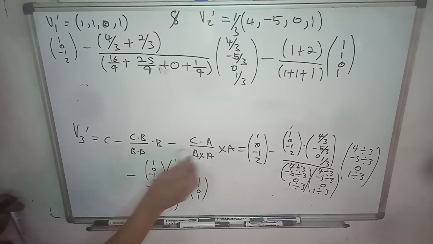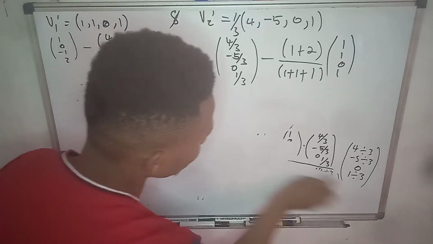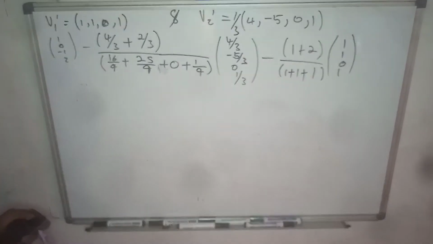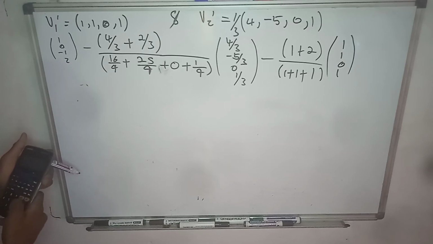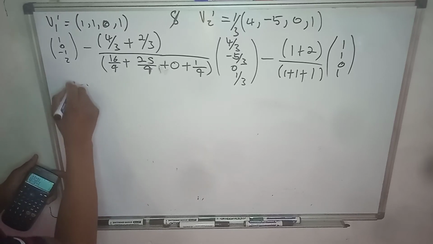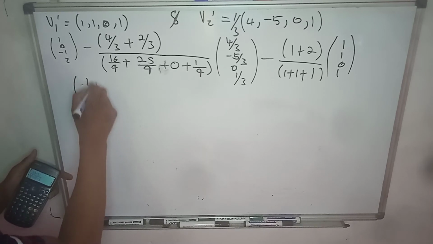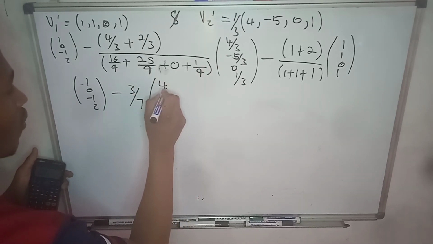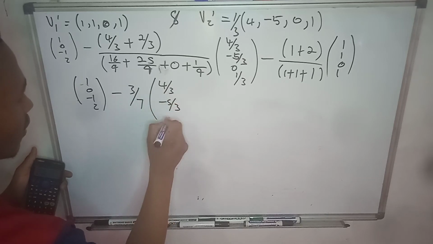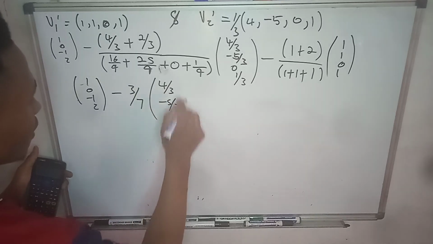Let me erase this part here. So let's simplify this part. If you use your calculator and you say 4 over 3 plus 2 over 3, and you divide all of these things by 16 over 9 plus 25 over 9 plus 1 over 9, you get something like 3 over 7. So this will be 1, 0, minus 1, 2, minus 3 over 7, and this part, which will be 4 over 3, minus 5 over 3, 0, and 1 over 3. So this is the part.